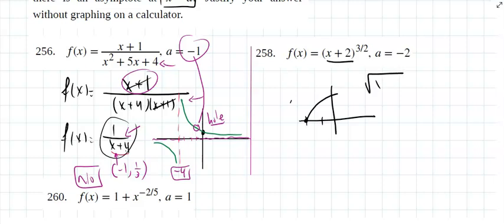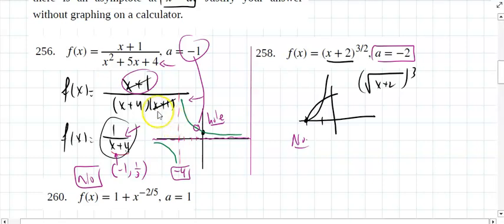That is the square root of x plus 2 cubed. So our graph looks something like that. Either like this or like this. Either way, there is no asymptote there, so no. It's just not defined to the left of that.